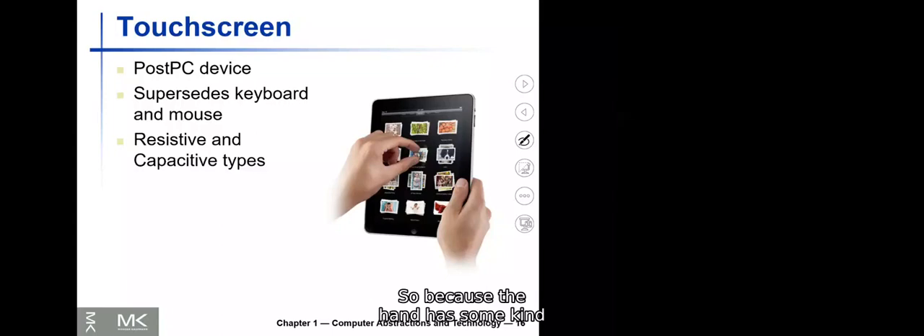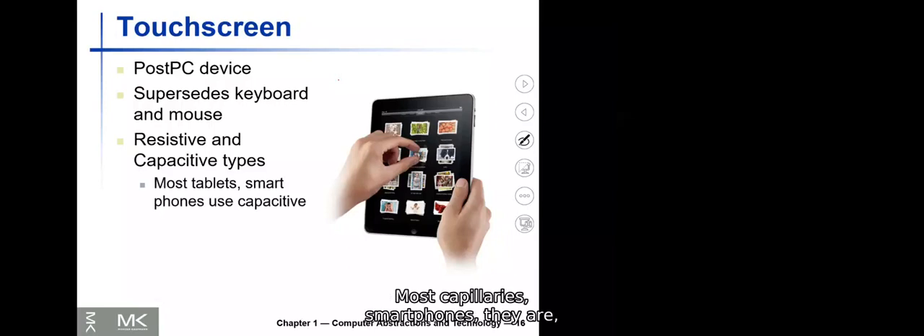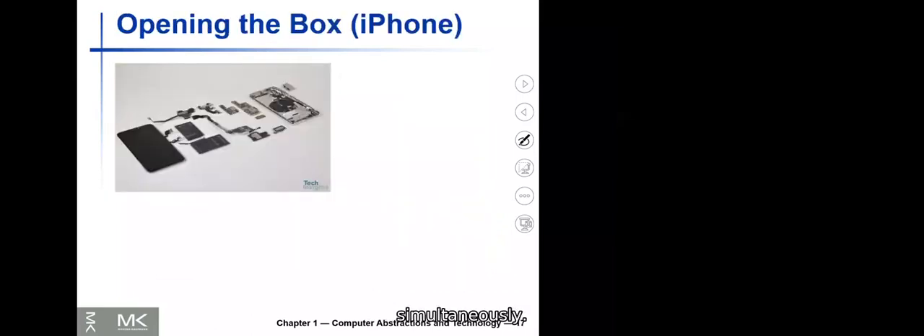Because the hand has some kind of both resistance and capacitance, it has some kind of electric charge, so we can use it to find out where we have put our finger, and then based on that, they will do something. Nowadays we are mainly using capacitive types, not resistive. The capacitive supports multi-touch, but resistive doesn't. Most tablets and smartphones are using capacitive and multiple touch simultaneously. So this is the other thing that we saw as an input device.